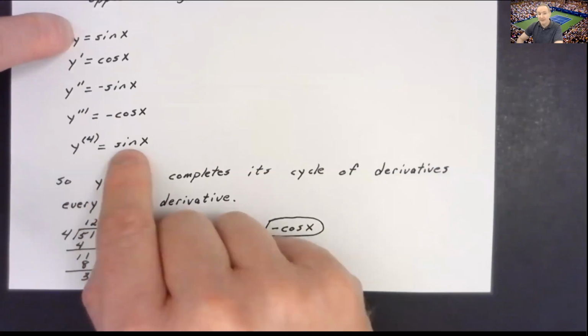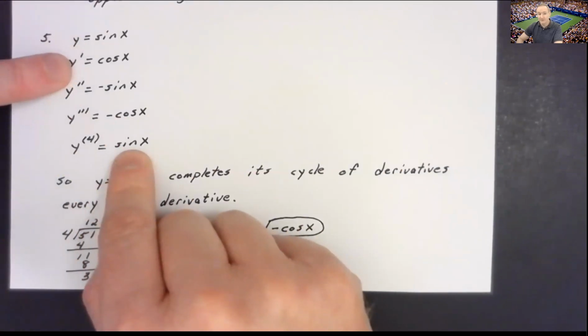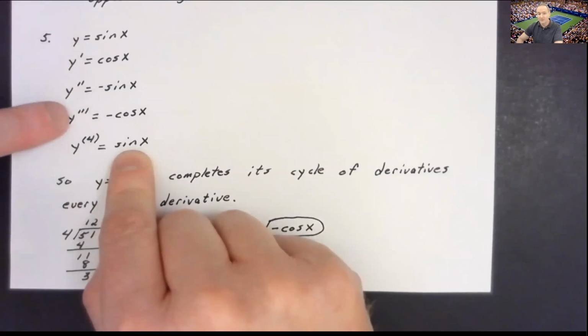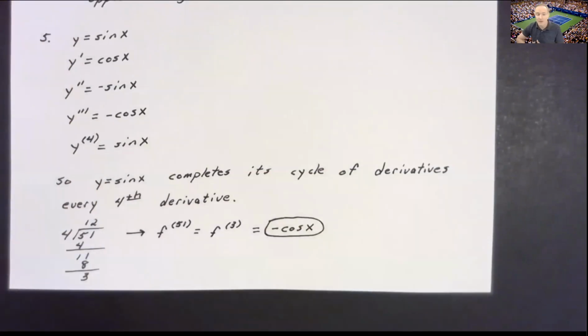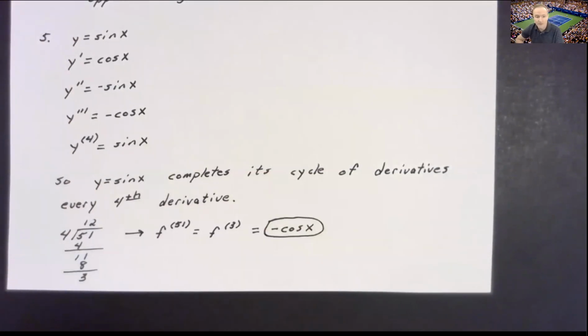Well, if I said, well, take the fifth derivative, it'd be the same thing as the first derivative. Sixth derivative, same thing as the second. Seventh derivative, same thing as this. So this function y equals sine, and cosine would be the same. It's going to complete its cycle of derivatives every fourth derivative. So each fourth derivative is going to go back and just become the original function.